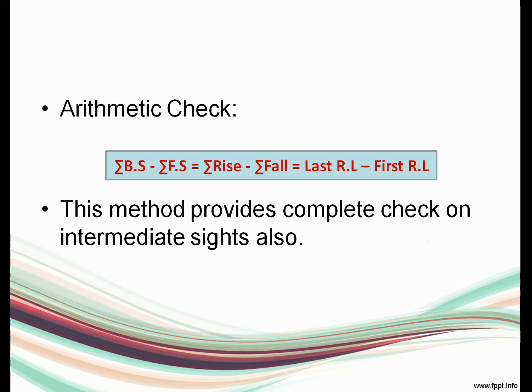So what is the difference? This method adopts a complete check on all the intermediate sights too. Earlier, in the height of instrument method, no check was there for intermediate sights. But here, the check for intermediate sights is also done by finding out these rises and falls.